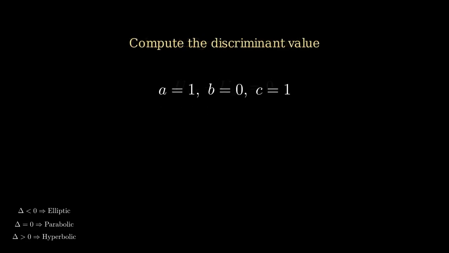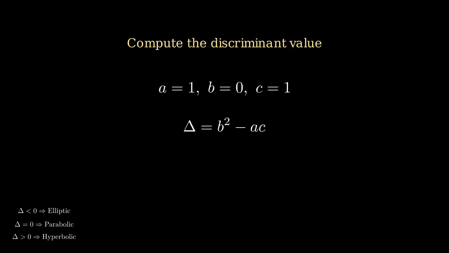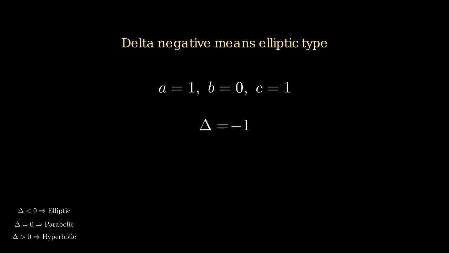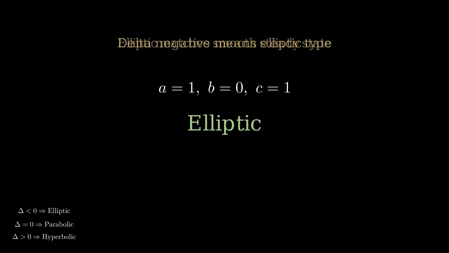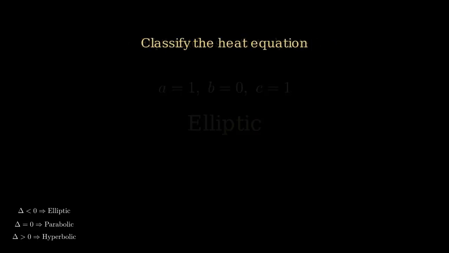Now we compute the discriminant, delta equals b squared minus ac, which is 0 squared minus 1 times 1, giving 0 minus 1, which equals negative 1. Since delta is negative 1 and negative 1 is less than 0, Laplace's equation is elliptic. As a check, this matches what we expect, since Laplace's equation describes smooth, steady-state behavior, which is the hallmark of elliptic equations.